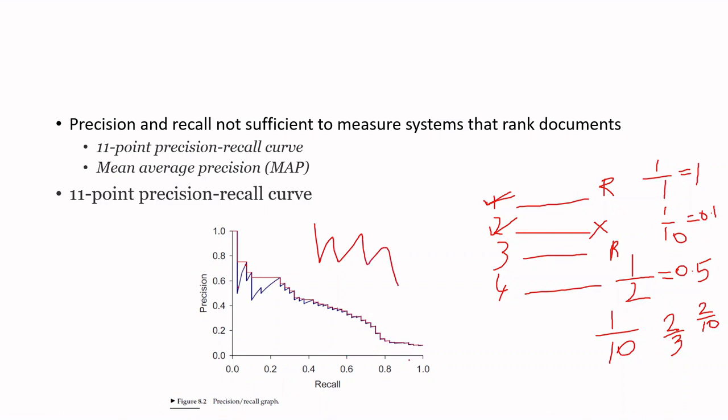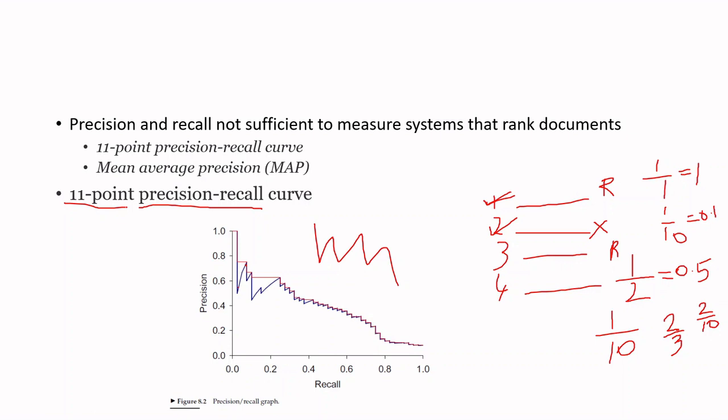Now, when you have this precision recall, what you're trying to do is plot a precision recall curve for multiple systems. And for ease of comparing, you are using an 11-point precision recall curve. 11 point means at 11 different recall values, you are plotting the precision only for those.